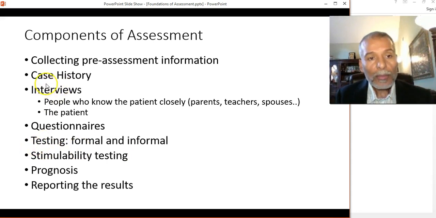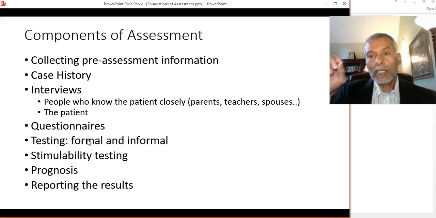So now, collecting the information involves case history, interviewing, and questionnaires, and then the actual testing that you do. Before that, I needed you to add here, after the questionnaires, clinical observations. Yes, you begin collecting information as soon as you see the patient, and you write clinical observations. These clinical observations continue through the entire assessment, and basically the end result is notes that you take.